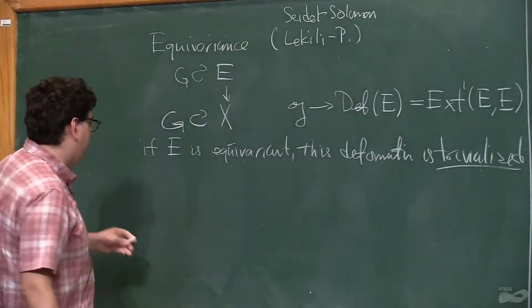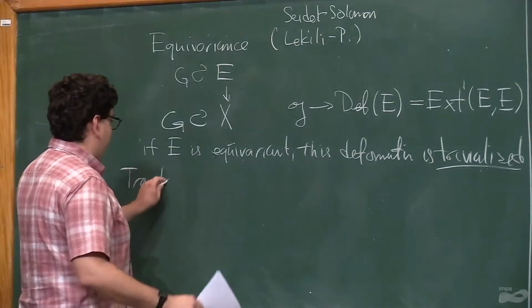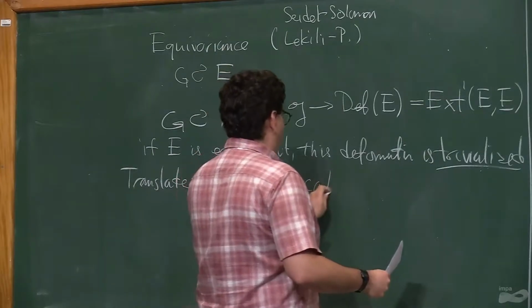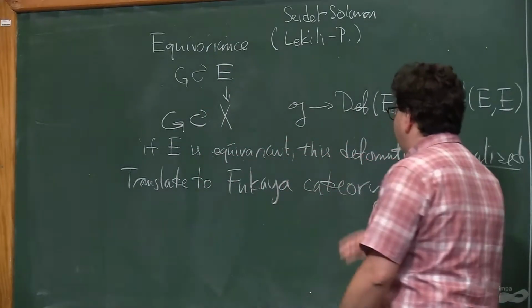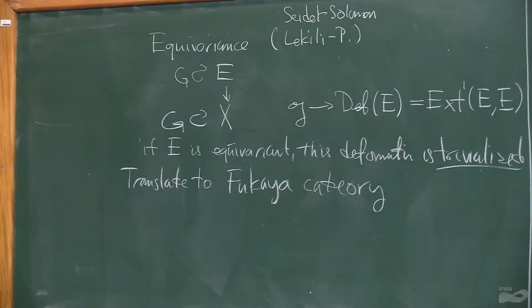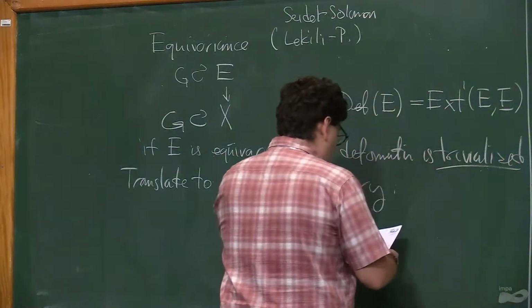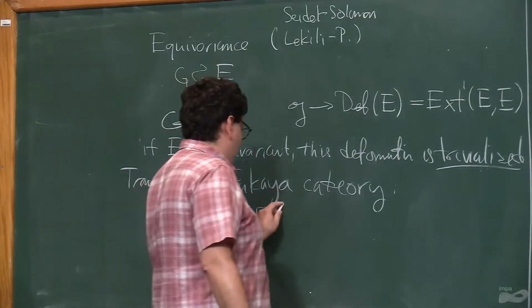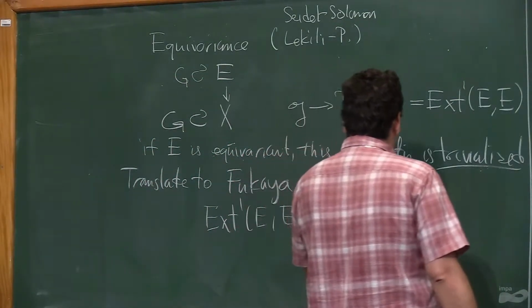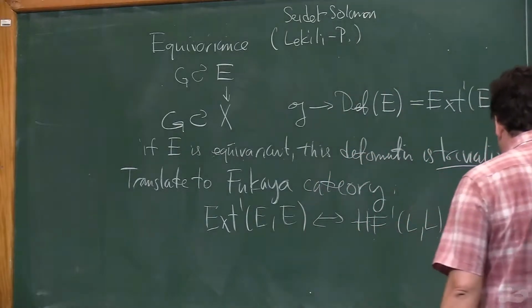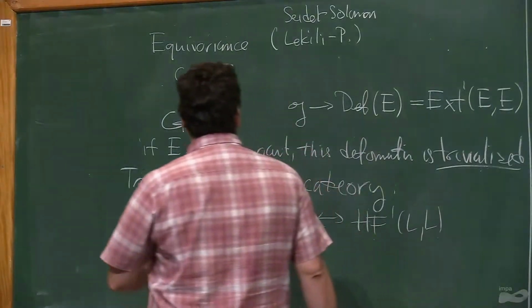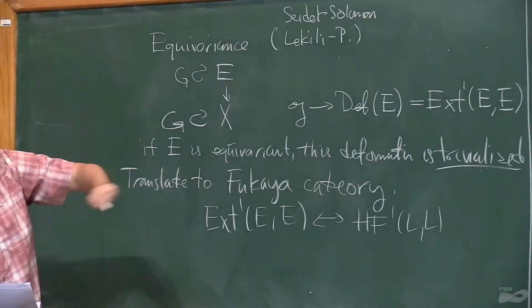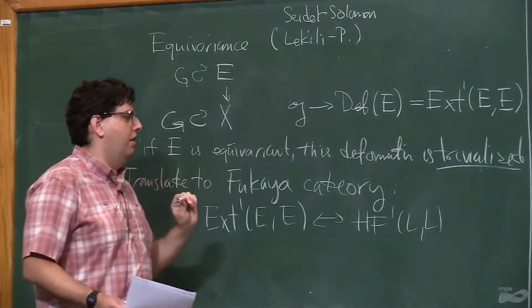If we want to translate to the Fukaya category, so under mirror symmetry, instead of vector bundles or more generally coherent sheaves, I'm considering Lagrangians. How do I translate? This Ext^1 will become HF^1. And I also need an analog of this g business. At this point I'm moving to the infinitesimally equivariant setting, so I'm moving to this lowercase g.